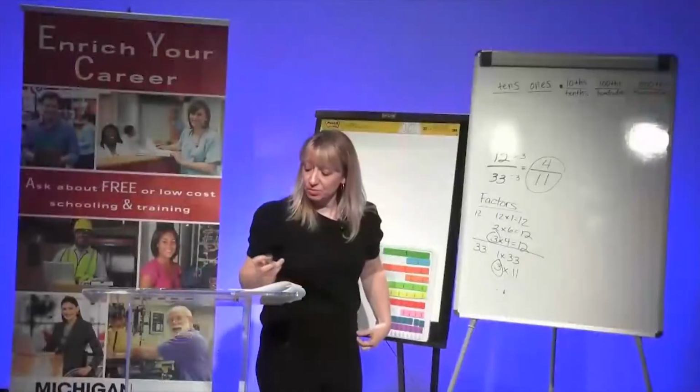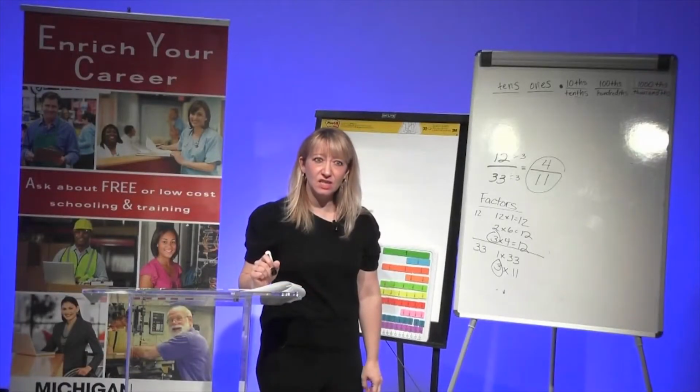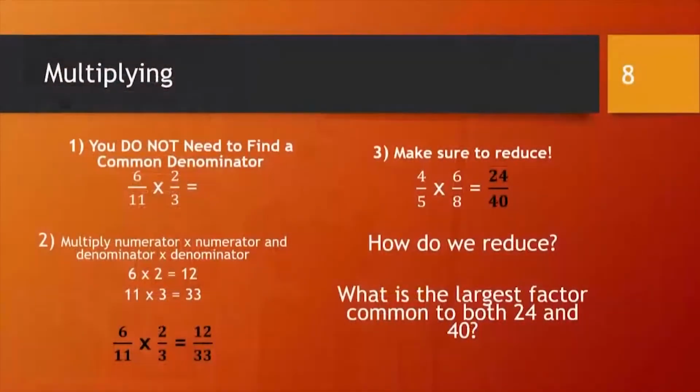The next problem on that slide is 4/5 times 6 over 8. 4 times 6 is 24. 5 times 8 is 40. And then we have to, again, figure, do we have to reduce? One trick that can help you on some problems, if you have two even numbers, 24 and 40 are both even numbers because they end in even numbers. If it's 0, 2, 4, 6, or 8, it's an even number.